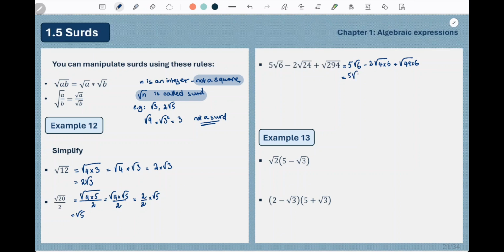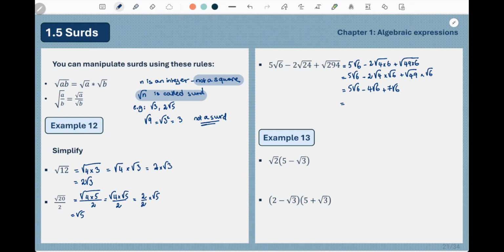So 5 square root of 6 minus square root of 4 times square root of 6 plus square root of 49 times square root of 6. I'm just using this rule over here, and this square root covers these two. Simplifying: 5 square root of 6 minus 2 times square root of 6, so the square root of 4 is 2. So it becomes minus 4 square root of 6. Can you see it there? And the last one, plus 7 square root of 6.